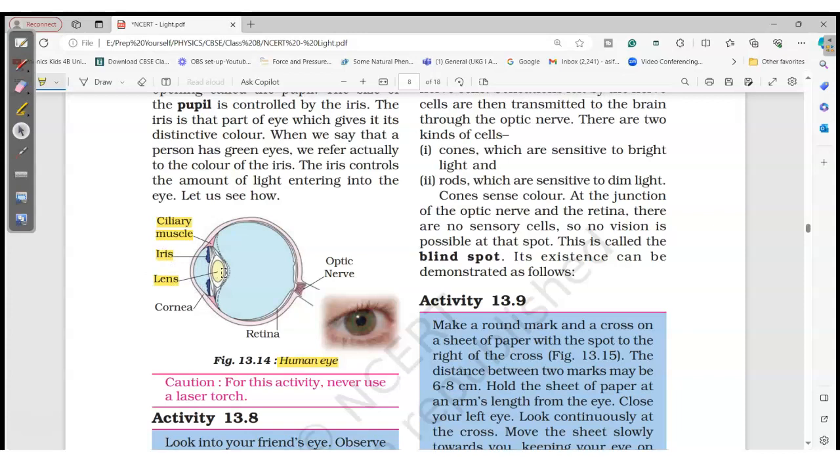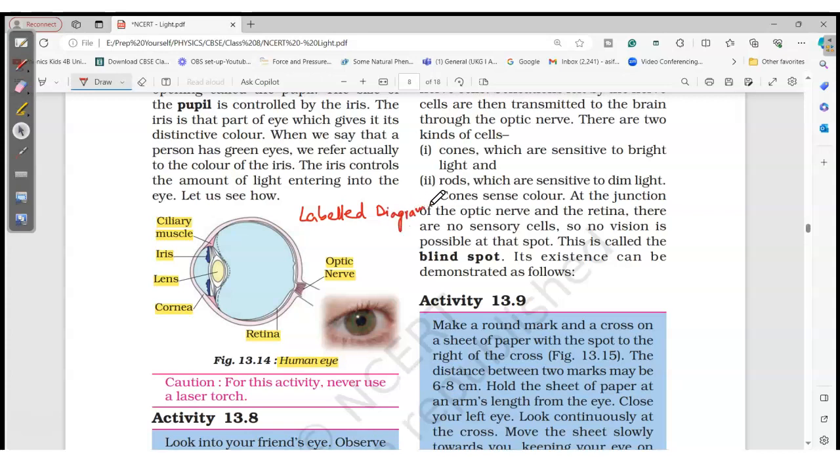We have the lens. Okay, what kind of lens do we have in our eye? It's a convex lens, right? Cornea, retina, and this is the optic nerve. So you all should know this labeled diagram because you may be asked to draw or label it in your school examination. Okay.